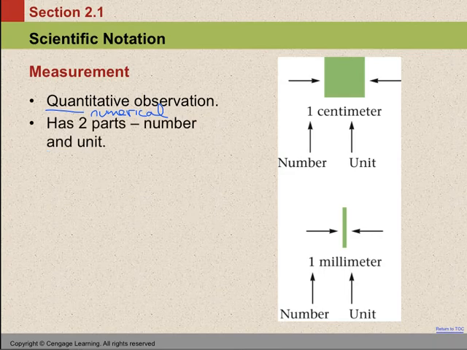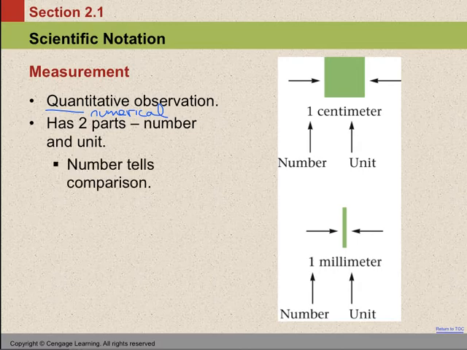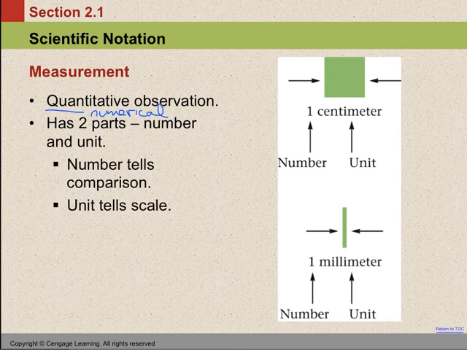It has two parts. There's a number and there's a unit. Both of them are necessary. Both of them describe the quantity that you're talking about. Number tells the comparison, unit tells the scale. For instance, 1 centimeter and 1 millimeter. The number's the same, okay, but the unit is different, and therefore the quantity that we're talking about is different.